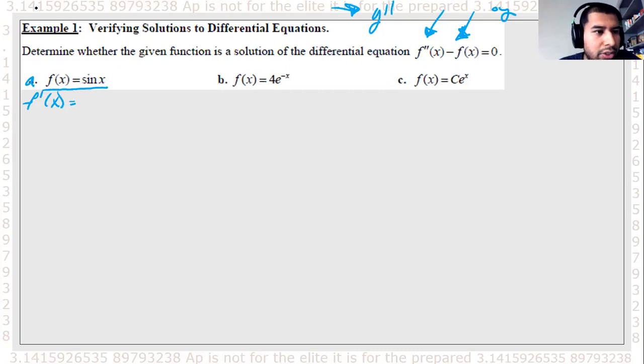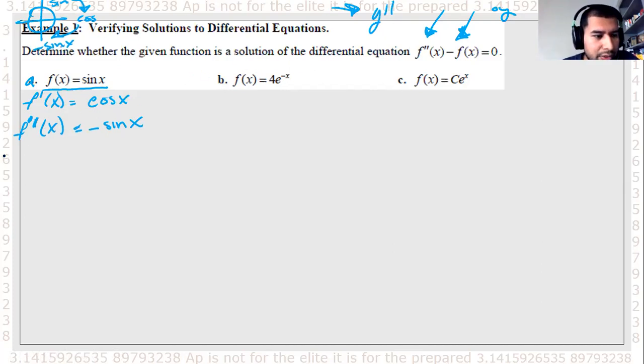Remember our little circle. If this is sine, a derivative takes me to cosine, so this is cosine of x. If I do my derivative a second time, I do my little wheel again, and this becomes negative sine x. So this is negative sine x.